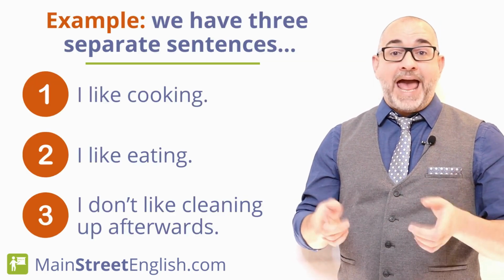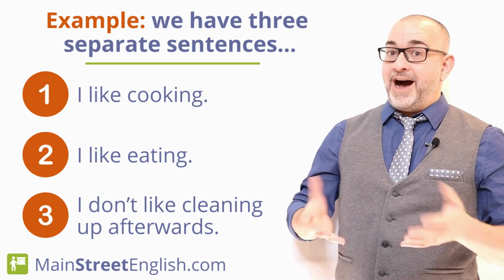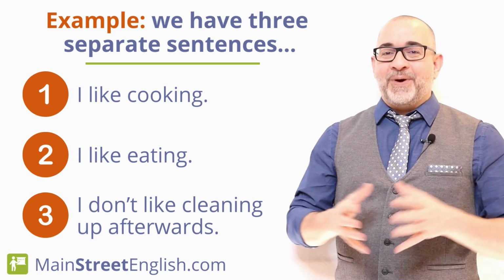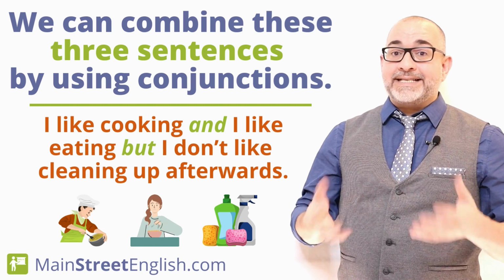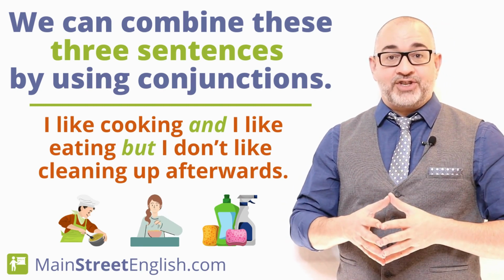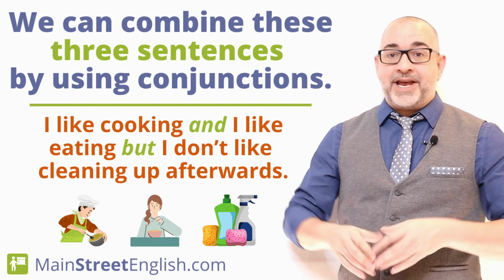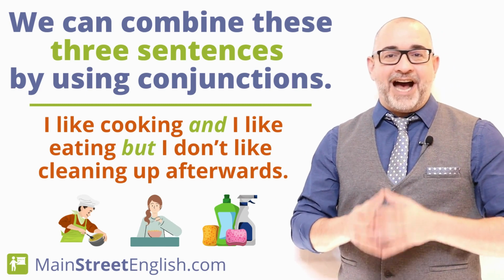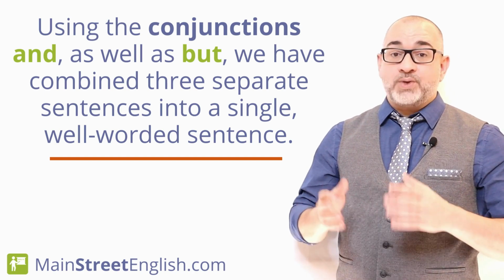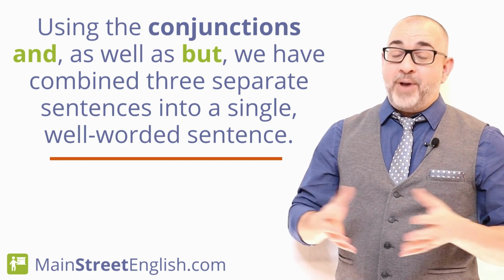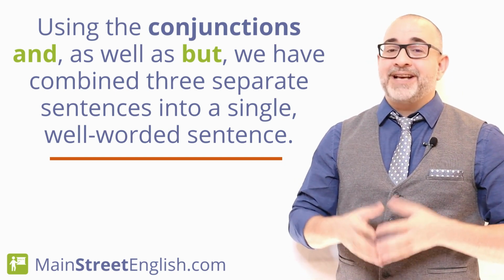For example, look at these 3 sentences. I like cooking. I like eating. I don't like cleaning up afterwards. We can combine these 3 sentences by using conjunctions. I like cooking and I like eating, but I don't like cleaning up afterwards. Using the conjunctions and as well as but, we have combined 3 separate sentences into a single, well-worded sentence.